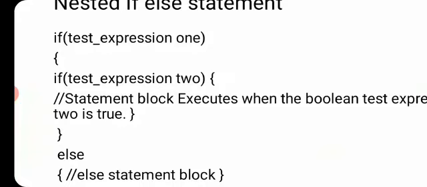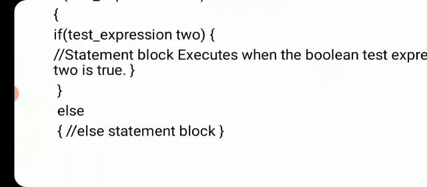Expression 1 is going to be true, we'll evaluate expression 2, and if that is true, we'll evaluate that particular statement. And if the test expression 1 doesn't become true, then the else part is going to be executed. Okay, this is nested if else.